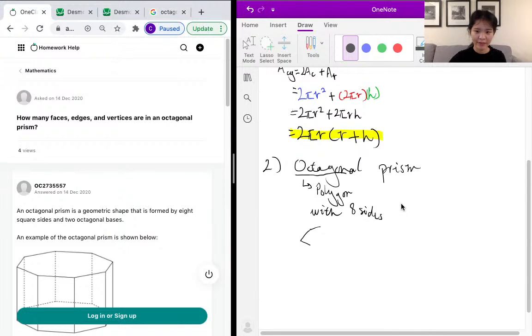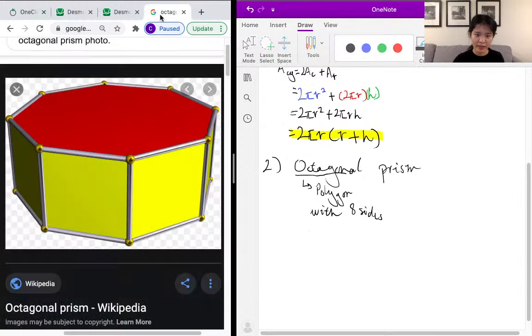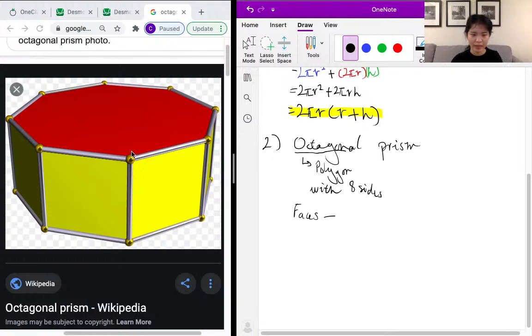Yes, it's asking us the faces. So let me just write it down over here. The faces, edges, and vertices. So let me do faces. We know that a face of a geometric shape just means one of the sides, except they call it faces in math. So this is one face and this is another face.